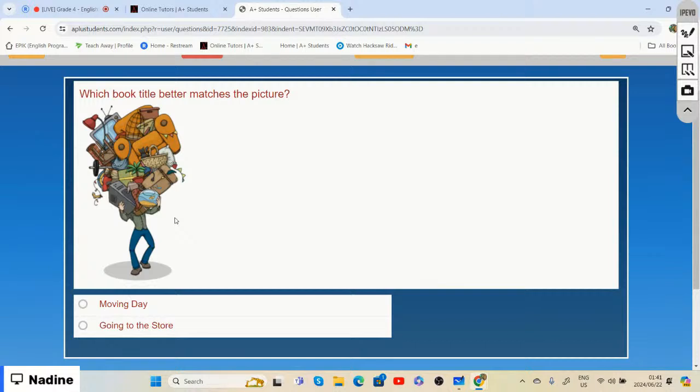We need to now say which book title better matches the picture. Is it Moving Day? Is he about to move, so it's moving day? Or is it Going to the Store? Does it look like he's going to the store? Or does it look like he's moving for moving day? Option one, which is Moving Day, or option two, which is Going to the Store.